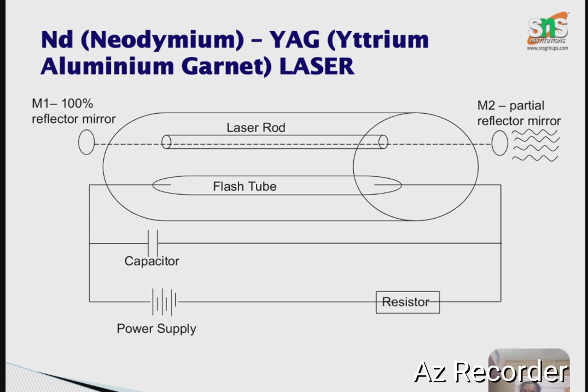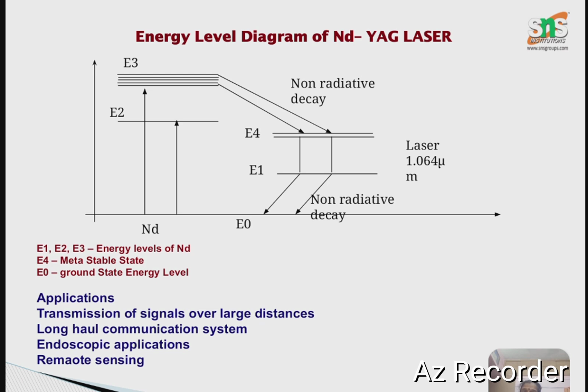So when the power supply is on, due to that flash lamp, the atoms present in the laser rod absorb some energy and move to the excited state, and from the excited state to ground state it transfers. The light can be emitted.